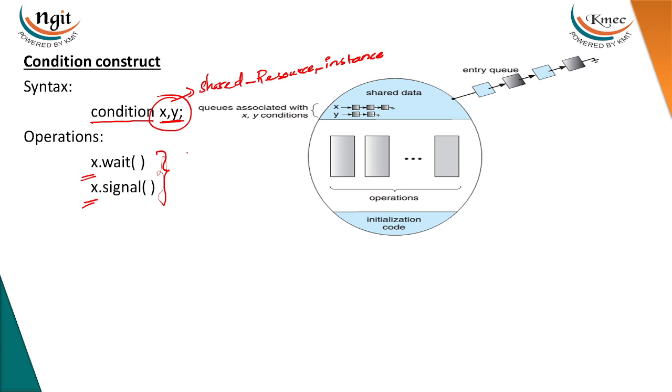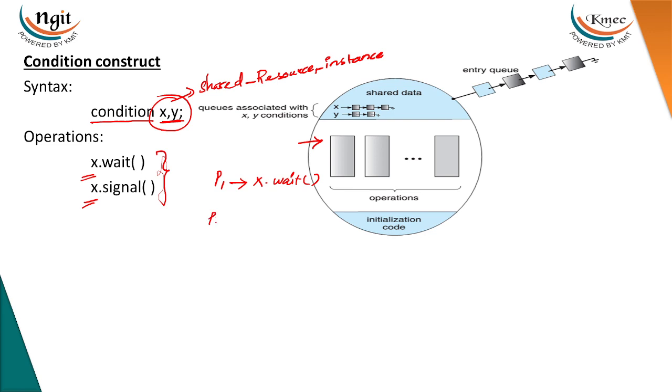We have defined x and y. Let us take a process P1 that wants to use x. It will invoke x.wait, and it is then using the resource x.